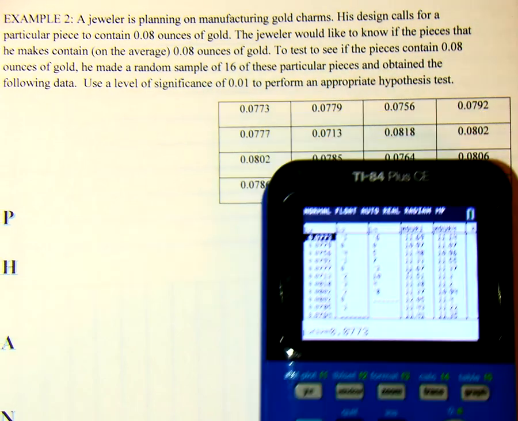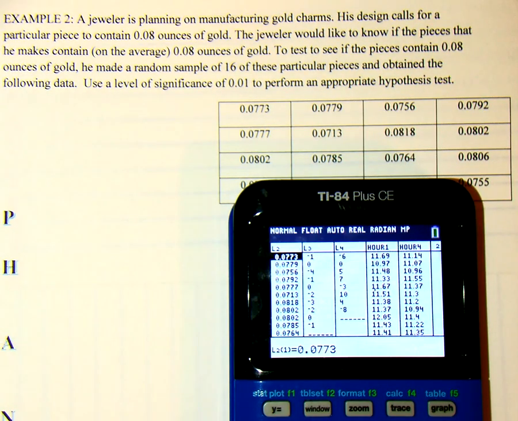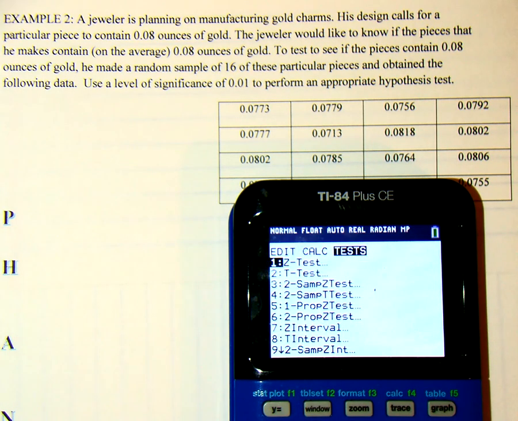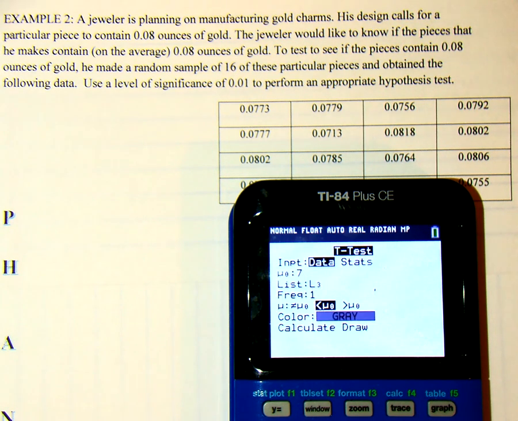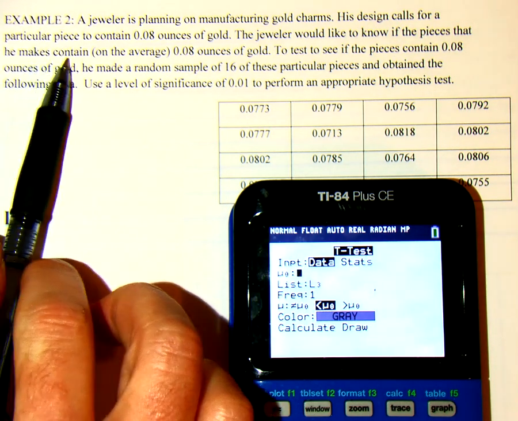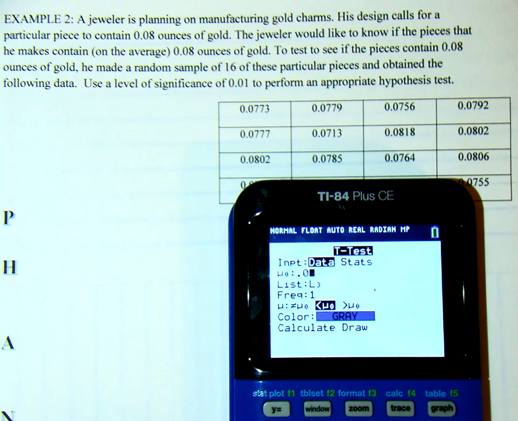Because I know what I'm doing, I can use my calculator up front and then just roll with it. I know that I'm going to conduct a 1 sample t-test because the standard deviation of the population is not known. As my data is stored in L2, we go to Stat, over to Test, and conduct that t-test, except now my t-test is going to come from data. I haven't written anything down yet, so we'll just come back to it. It contains on average 0.08, so that is my statement of equality. I'm going to set it to 0.08. List 2 is where my data was stored.